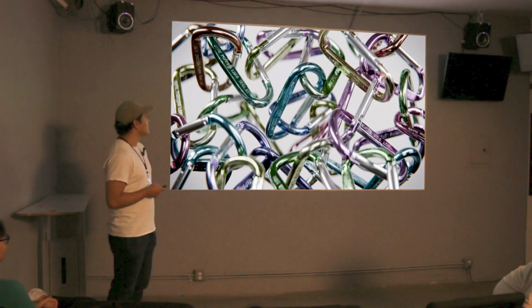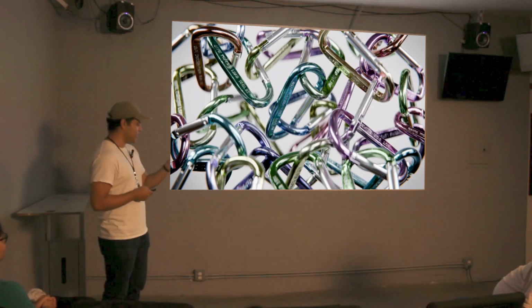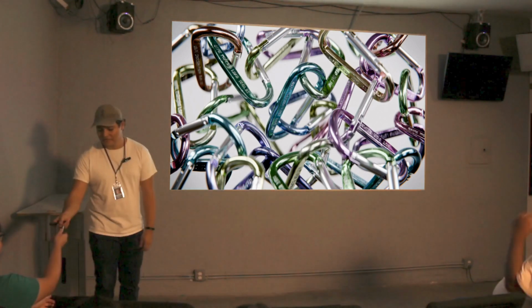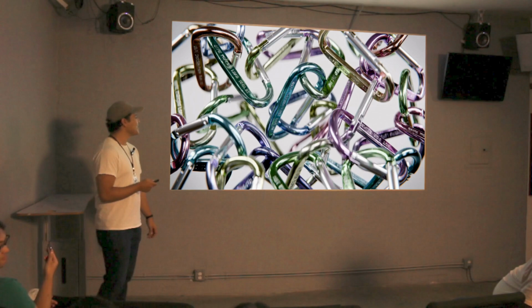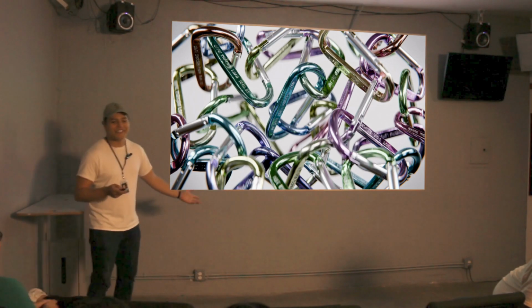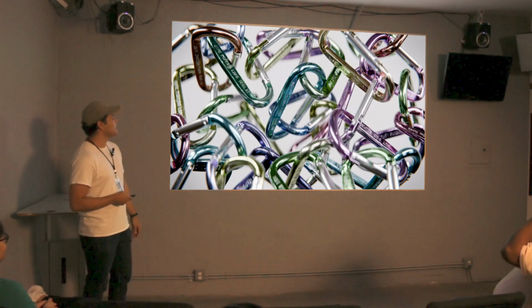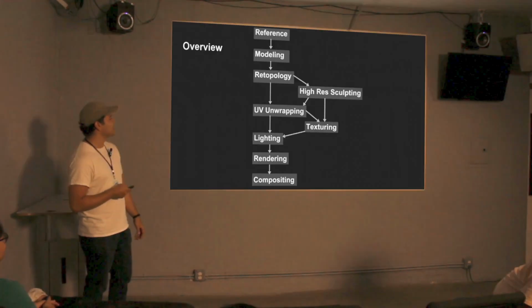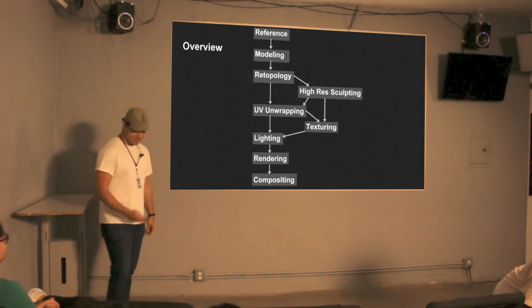And it's actually a physical object, which I have right here. And we can pass this around. Take a look at that. So it's a carabiner. So to make a carabiner, we're going to go through these steps.